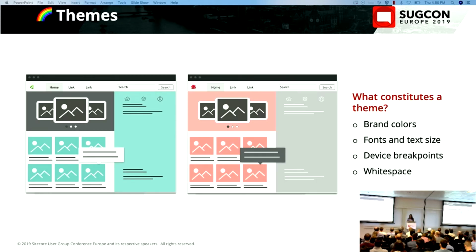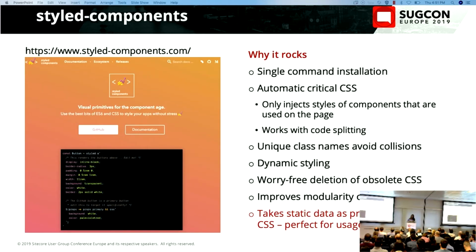So let's talk about theming. Enabling content authors to configure the look and feel of components increases their reusability. Theming is also very useful for enterprise clients who need to manage multiple brand sites, but want a similar overall layout. A theme is brand colors, fonts and text sizes, breakpoints, white space. I used a library called styled components for my theming.